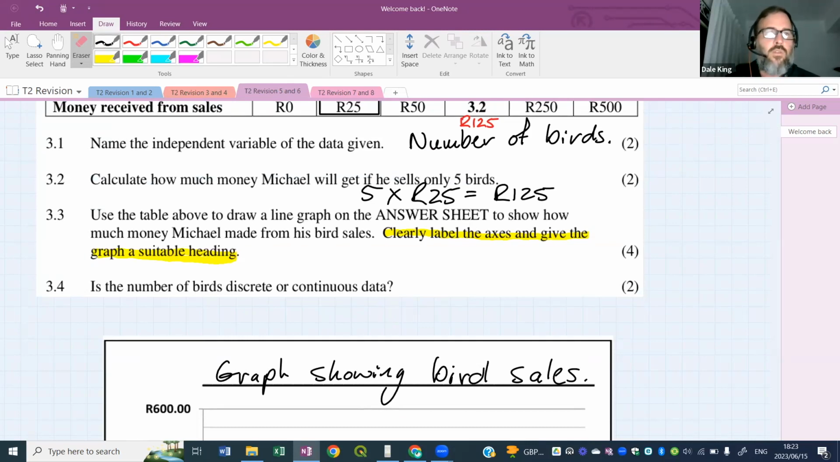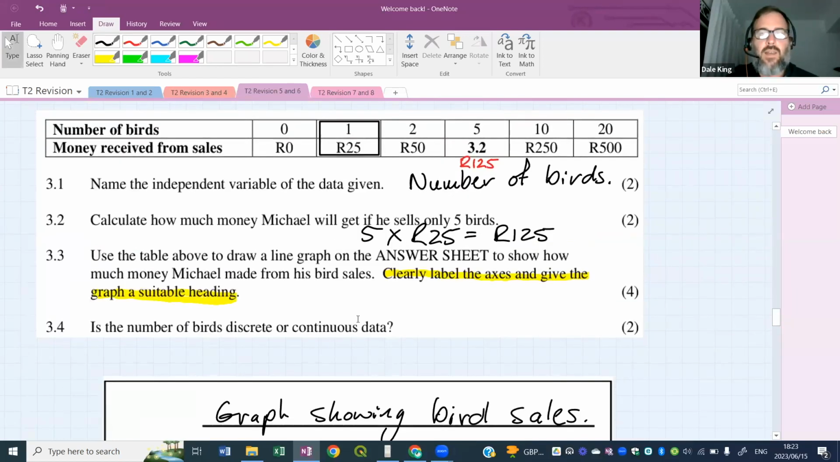Now we come to 3.3. That was 3.3. This is 3.4. Is the number of birds discrete or continuous data? Is the number of birds discrete or continuous data, ladies and gentlemen? Which one is it?